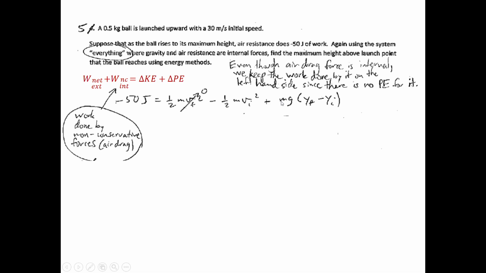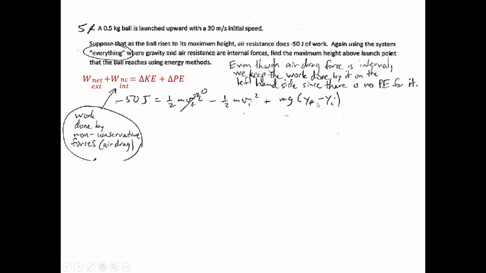And then the change in gravitational potential energy is m g y final minus m g y initial, and I have factored out the mg here because it's really y final minus y initial that we're after. That's the maximum height above the launch point. So this is the thing that we want to solve for, our variable.